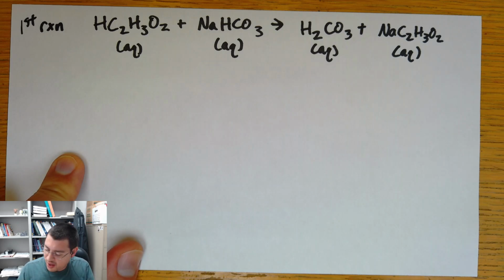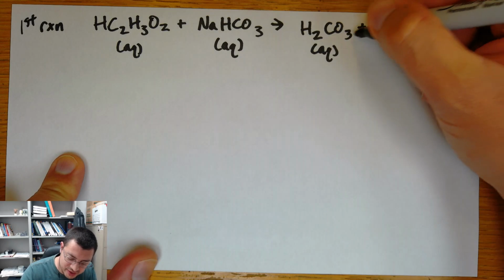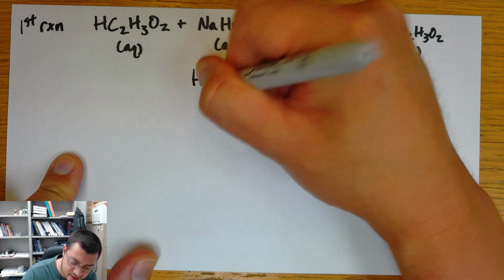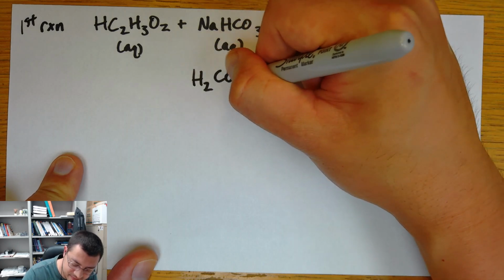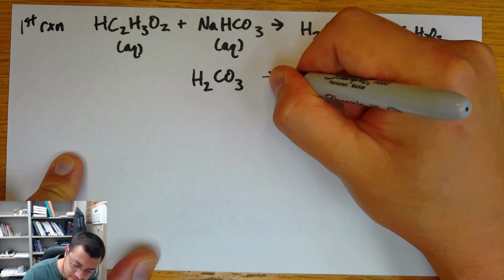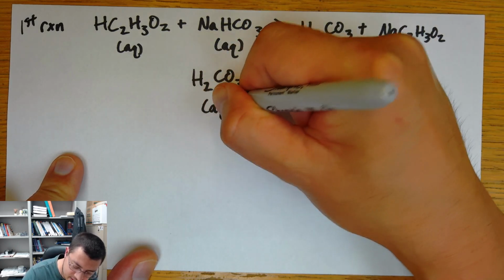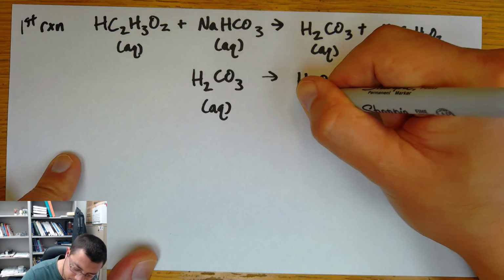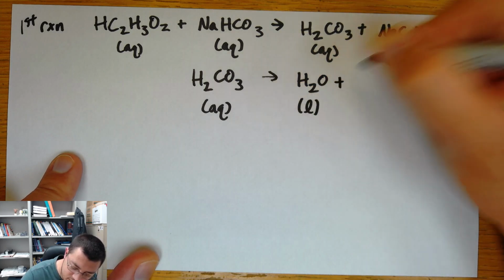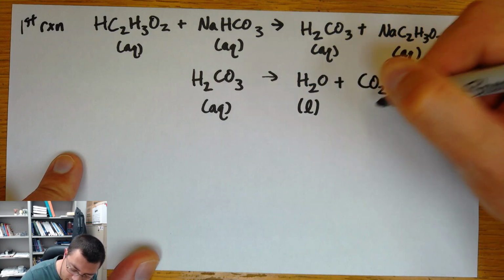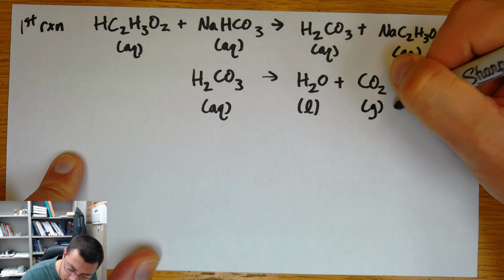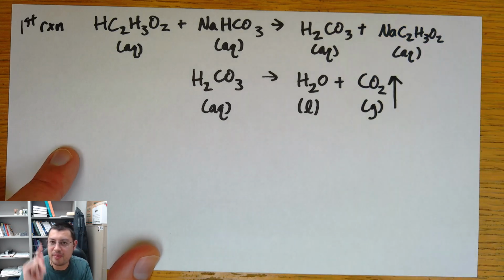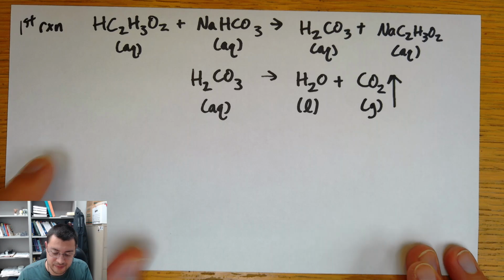All right, so the second equation is going to be the decomposition of carbonic acid. Degrades into a water molecule, which is a liquid, and then carbon dioxide gas, which leaves the system. So for gases, I like to write up arrows on them.